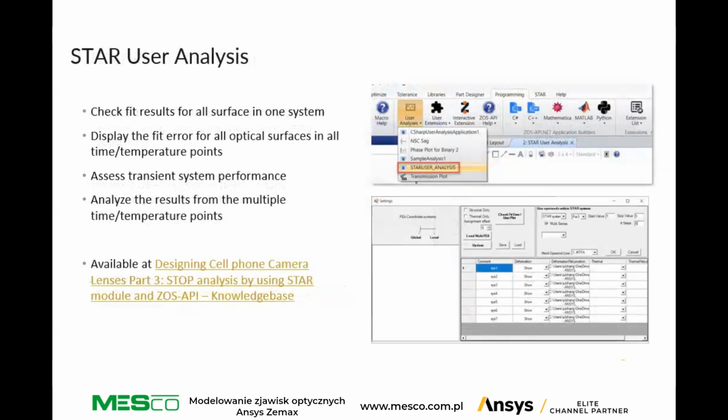And once these data sets are assigned with the STAR user extension, the STAR user analysis can be used to load and display the analysis results for all the system. And this provides a more efficient workflow when dealing with multiple groups of data sets from different time and temperature points. So you can check the fit results for all surfaces in all time and temperature points. And also analyze the optical performance degradation, comparing the results of different temperatures in the same analysis window.